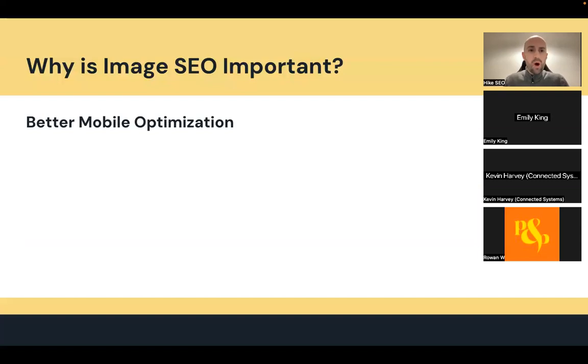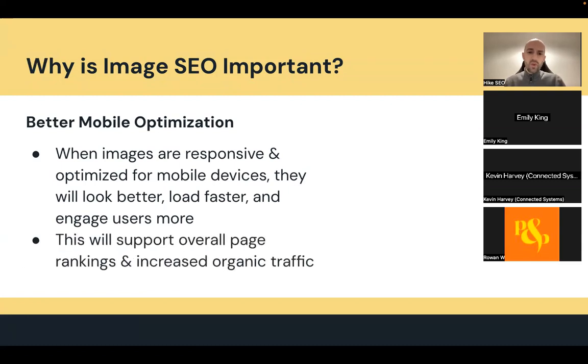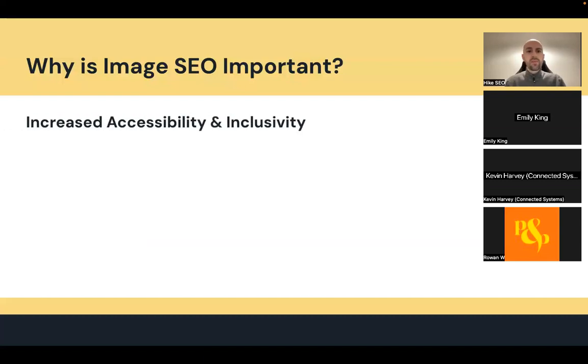So also better mobile optimization. When images are responsive, meaning they resize or there are different versions for different devices, then they'll look better, they'll load faster on those devices and engage the users more. So this will support overall page rankings and increased organic traffic.